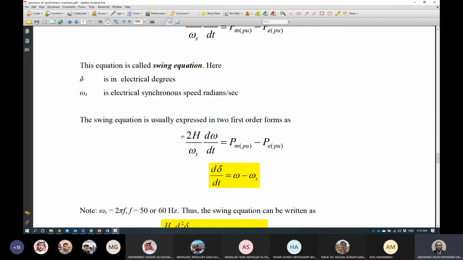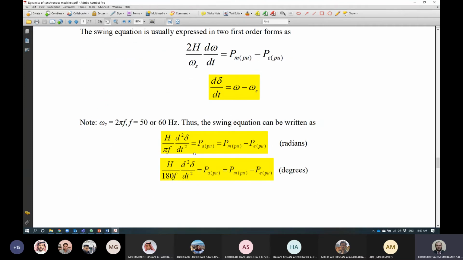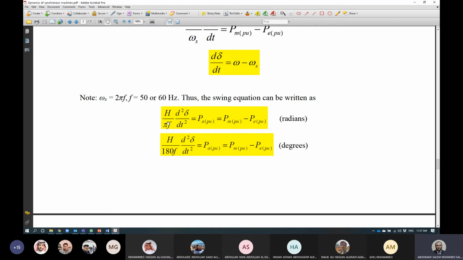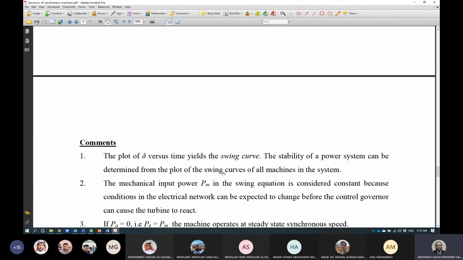So we can now say, guys, the relation 2H over omega; we can even replace omega by 2πf. So it will be H over πf, d omega by dt, multiplied by Pm minus Pe, or instead of d omega by dt we can write d squared delta by dt squared. So this is now the final relation we need. This relation is nothing but the relation of power and power angle in terms of the H constant. Okay? This is important to be used for stability issues. We will see, inshallah, in an example how we can use it.